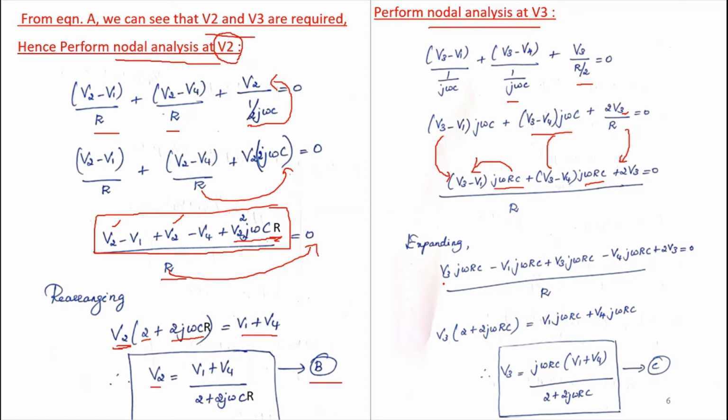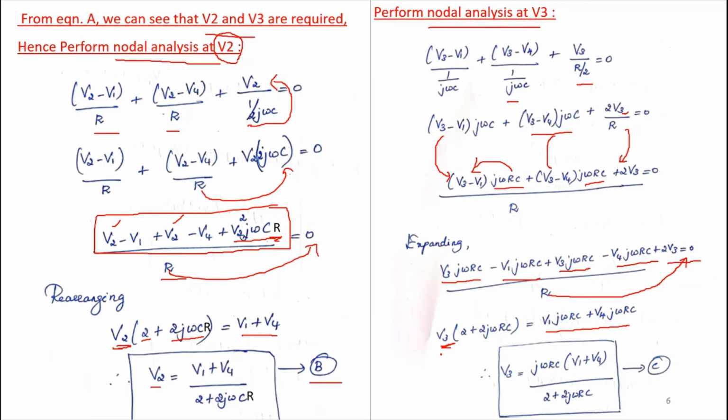So you'll have the first term as V3 j omega RC minus V1 j omega RC plus V3 j omega RC minus V4 j omega RC plus 2V3 is equal to 0. And as before, you bring this R to the right hand side, so it will be 0. Now we will just have the numerator term equal to 0. If you rearrange and keep V3 on one side and the other terms on the right hand side, you will get an equation like this.